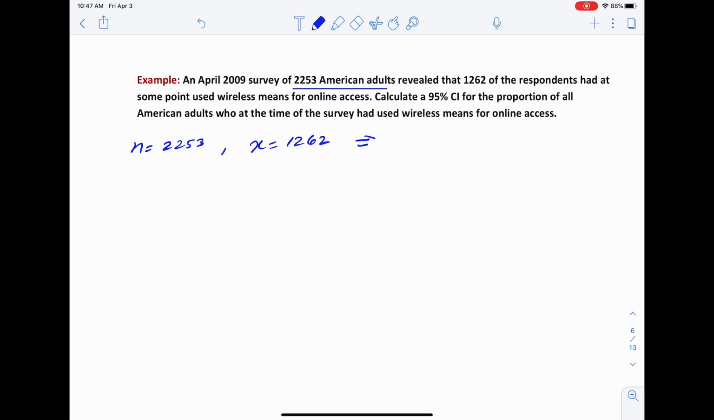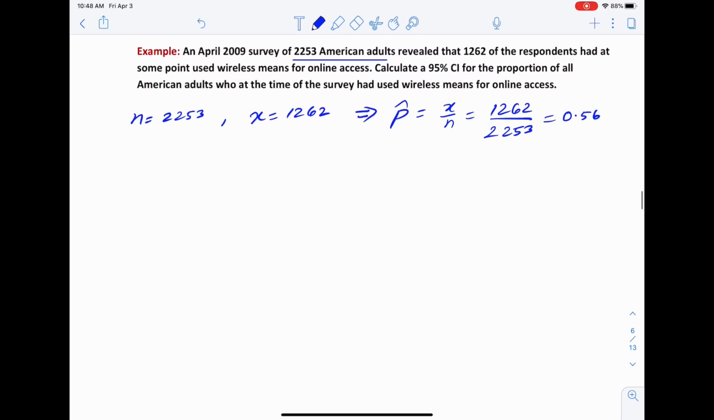So the sample proportion is X over N, 1262 divided by 2253. That's 0.56. And for a 95% confidence interval, z alpha over 2: remember alpha here is 5%, so it's 0.05 over 2.